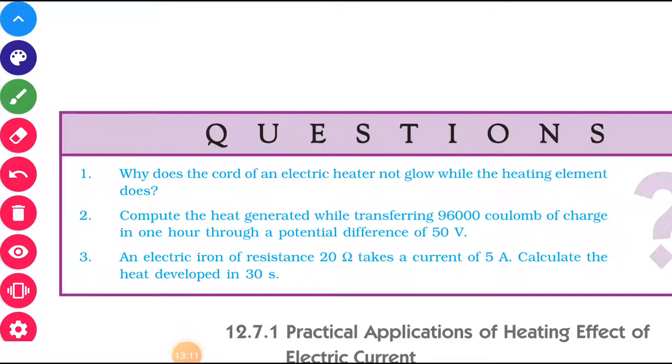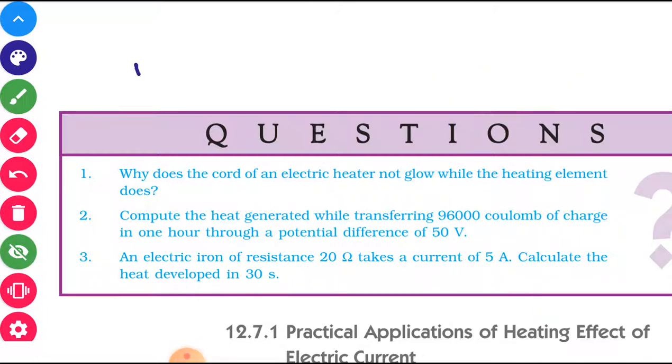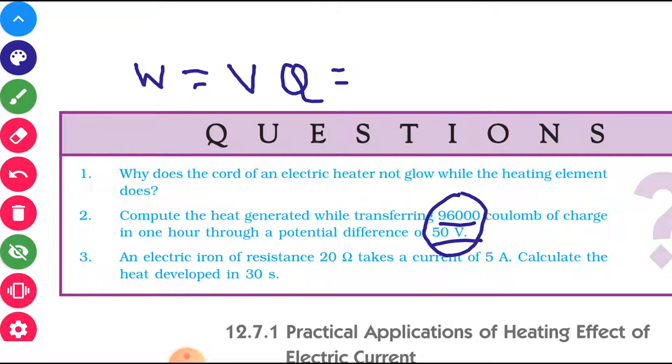As such, heat generated is nothing but W, that is work done, and as you know, W is equal to V into Q. Now see, here voltage is given as 50 volt and charge is given as 9600. So we just have to multiply these two quantities and you will get the heat generated. The time, 1 hour, as such is not needed here, it is just given.